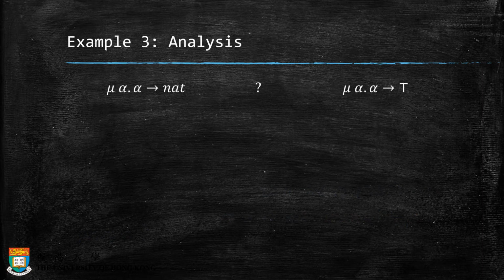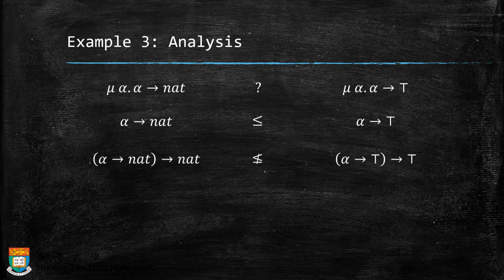Let's analyze the third example. We want to know if the left type is less than the right type. Firstly, we unfold both types once, that is, check if α→Net is less than α→Top. We find that the subtyping relation holds. Then, we unfold both types twice. However, in such a case, the left type is not a subtype of the right type.